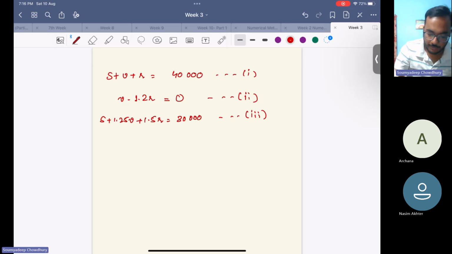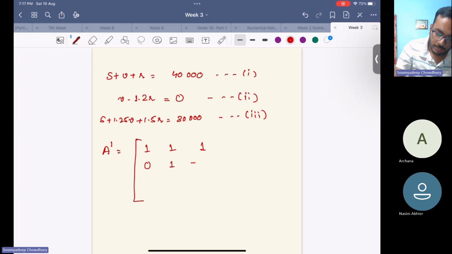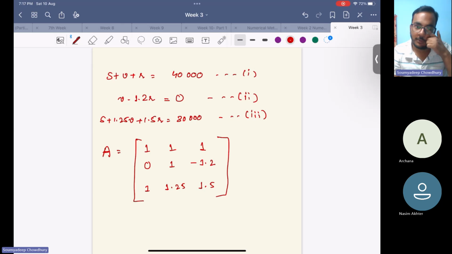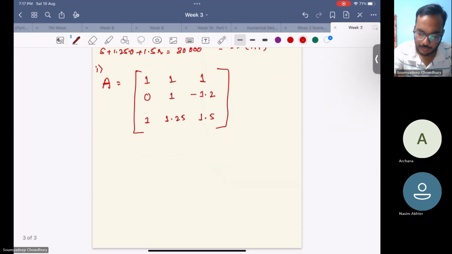Now if you form the matrix, it is 1, 1, 1, 0, 1, minus 1.2, 1, 1.25, 1.5. So this is your A. It is told that A is of the form 1, 1, 1, A21, A22, A23, A31, A32, A33. This matrix is of that form, so this is the matrix A. This is the answer to the first question. Is it clear? Any doubts? No, sir. Okay.